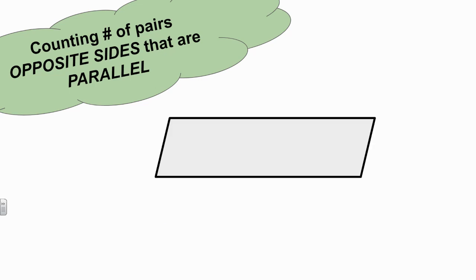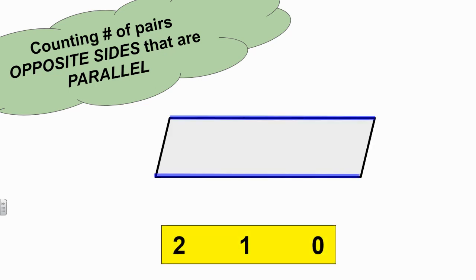Let's take a look at this one. Take a look at our first pair of opposite sides. Decide if they are parallel. They sure are, both perfectly horizontal. Let's take a look at the other pair of opposite sides here in pink. Those are parallel as well, which means both pairs of opposite sides, two pairs of opposite sides, are parallel.